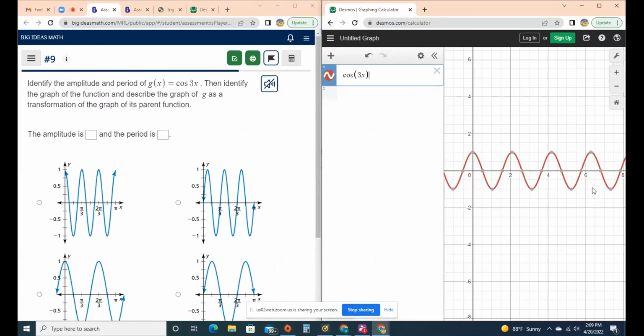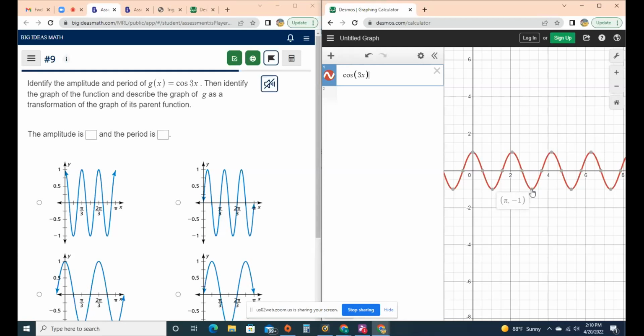And choose a peak point. See how it's got a value of 1 there for the y value? And then choose a min point. And its y value is -1. So the amplitude is the max minus the min divided by 2. Your max is 1. Your min is -1. 1 minus -1, divided by 2.